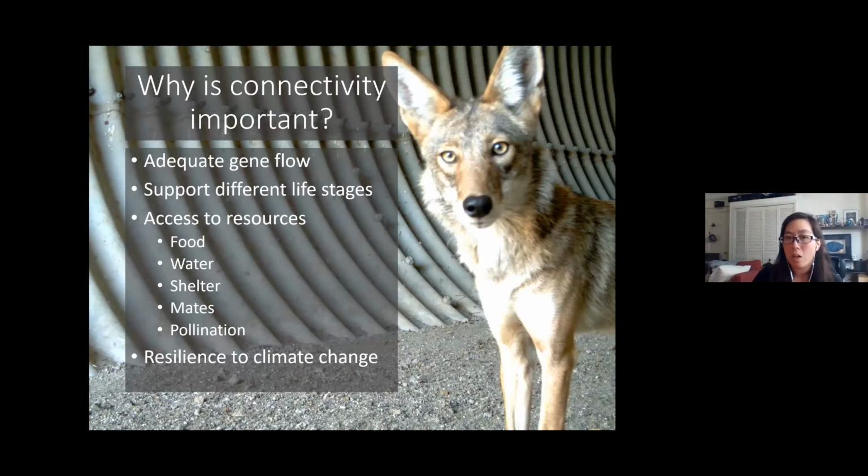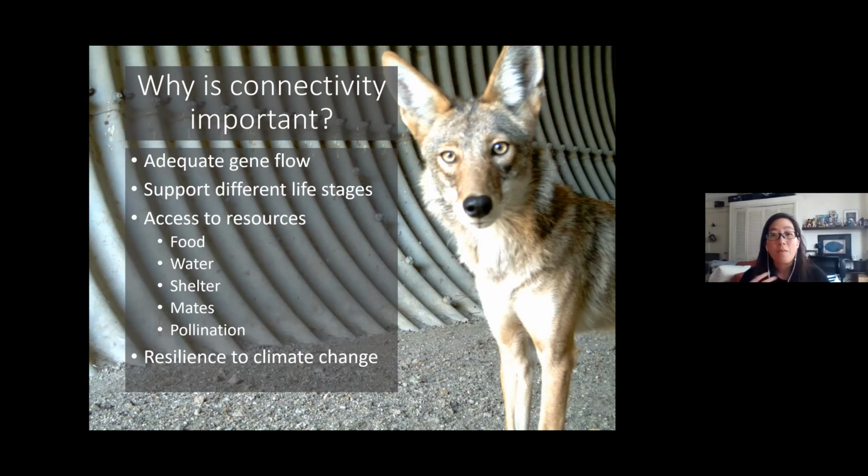And so one question folks might have is why is connectivity important? Why is it important for all these different plants and animals? There are several different reasons. One, which is really important, is that these populations need adequate gene flow. They need to be able to find enough individuals within their population so that they don't have to worry about inbreeding, because that could cause a lot of problems and impact their long-term survival.